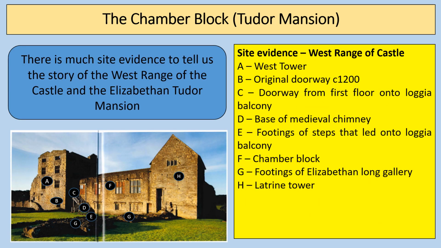Okay, so this just again helps you to imagine that same kind of picture, but just think about the different places. A, the West Tower, the original doorway. B, C, the doorway from the first floor onto what would have been the loggia balcony. D, the base of the medieval chimney. E, footings of the steps that led onto the loggia balcony. F, the chamber block, footings of the Elizabethan long gallery. And H, the latrine tower. So there you have it, a little bit more site evidence for you.